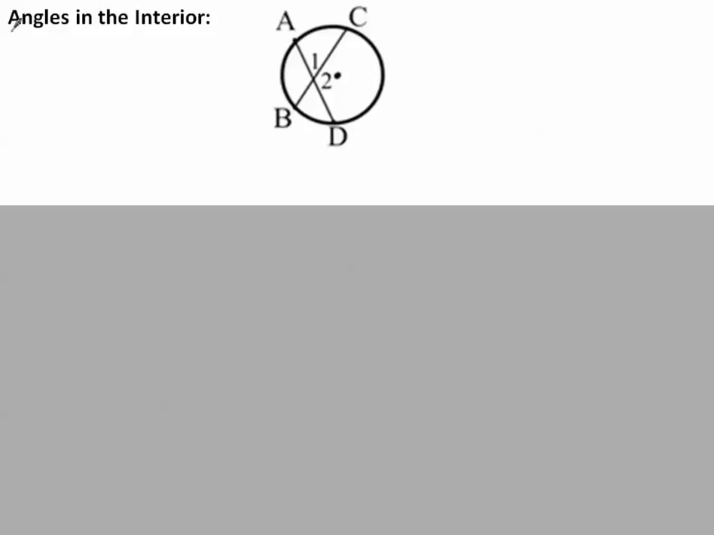Finally, two more types of angles that we need to look at as related to circles. Angles in the interior, and then we'll do angles in the exterior. Angles in the interior is kind of what it sounds like. The vertex is inside the circle. Now that doesn't necessarily mean a central angle. See this vertex of angle 1 and angle 2 inside the circle.